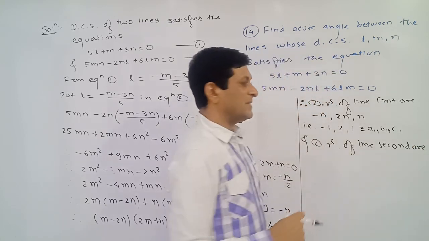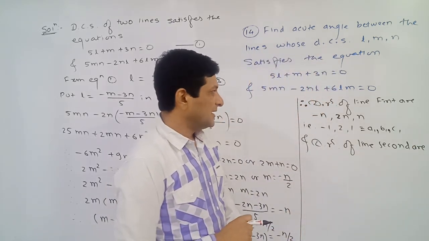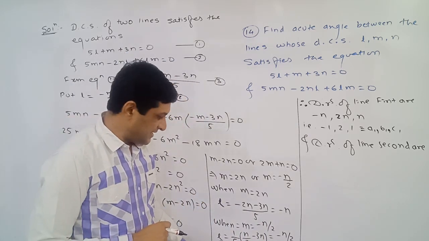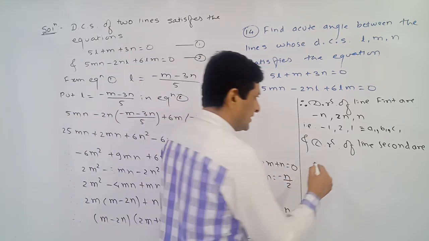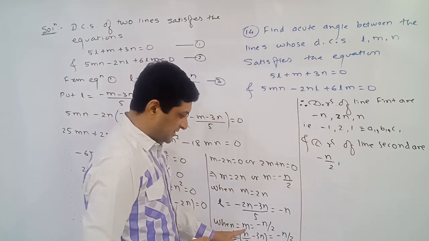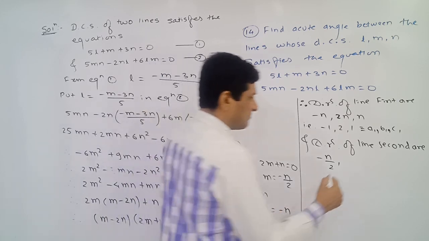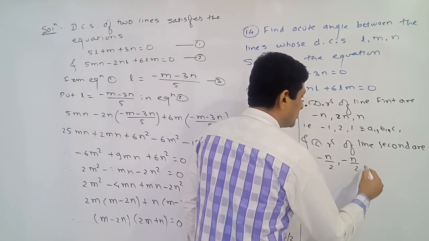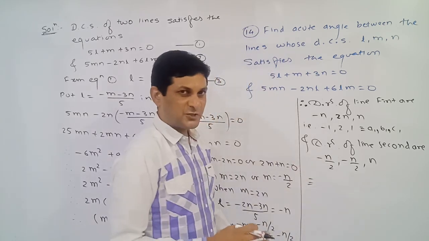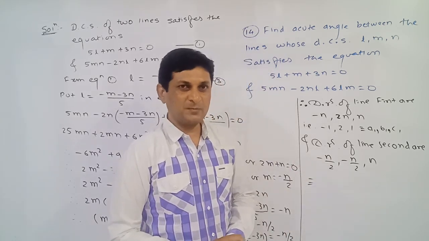Let us try to find out direction ratios of the second line. Now for the second line, what is the value of l here? l is equal to minus n by 2. What is the value of m? m is also minus n by 2, and n is equal to n. Let us simplify. These are the direction ratios, which means we are able to convert them into simplest form.